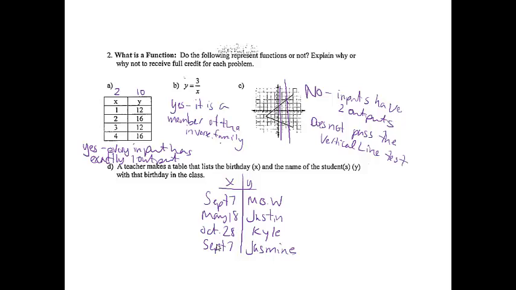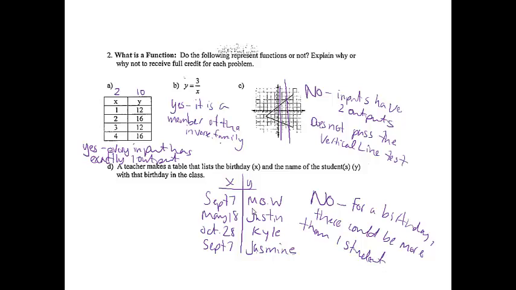So notice September 7 has two different outputs, and that is not okay. So I'm going to put no for this one, and I'll say for a birthday, there could be more than one student. We could say September 7 has two outputs, but there's lots of different reasons.